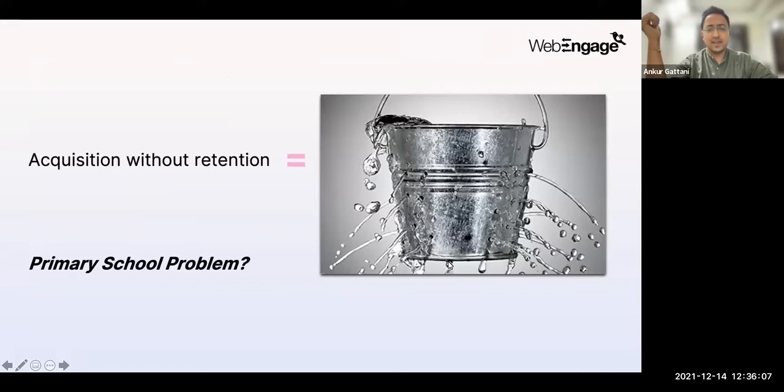So very simply put, I'm sure all of you know the primary school problem where you have a bucket being filled at a certain rate and it's also getting emptied because of a few holes at a certain rate. Now, if the filling rate is slower than the emptying rate, the bucket will never fill. And if the filling rate is faster than the emptying rate, the bucket will fill up. But again, you'll continue to leak, right? So it'll go empty again if you stop filling it.